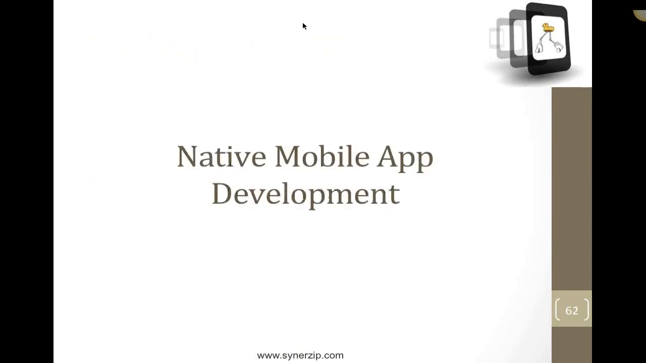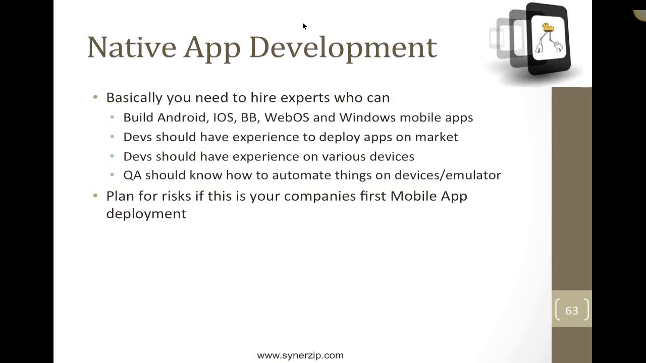I'll quickly move towards native mobile application development. So what do you need when you develop applications in native way? You need experts for each and every platform to develop the applications. You need them to have experience on how to deploy them to the market. So the same thing is required for cross-platform also. The QA needs to know how to automate things on different devices and things like that. And one thing common across all of this is that if you're writing the mobile application for the first time, you do need to plan for risk upfront, because this is a totally different arena.